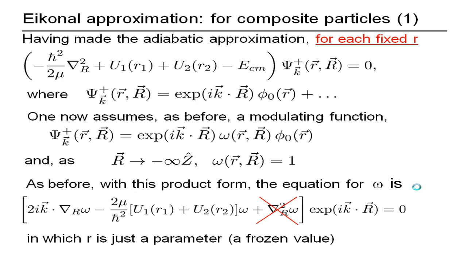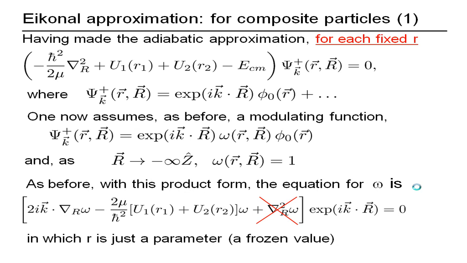Generalize what we did before. Okay, so here's our incident plane wave. It's now a plane wave times the ground state. So just as we did before, I'm going to look for a solution which has the form of the incident wave times the ground state times a modulating function. It's what we did before, right? Incident part times a modulating function.